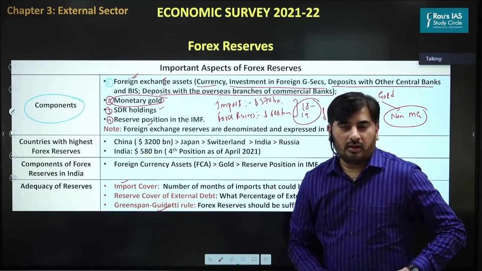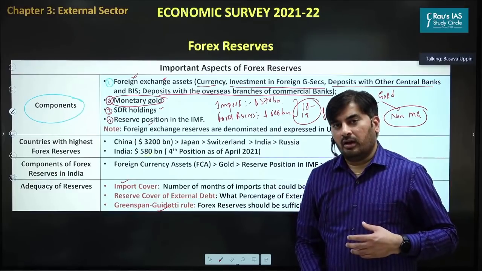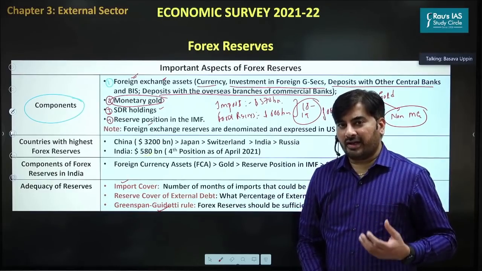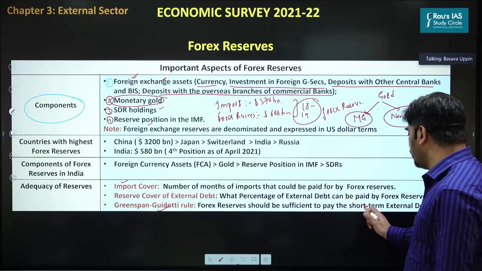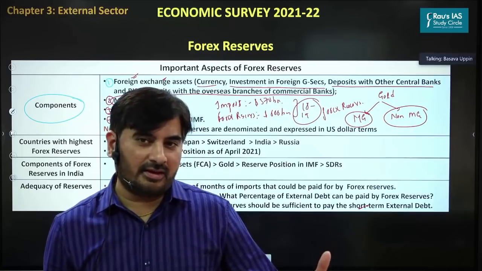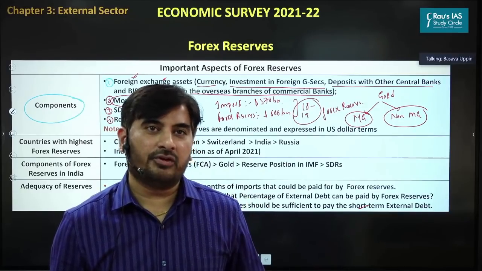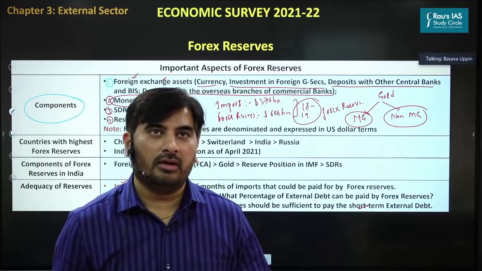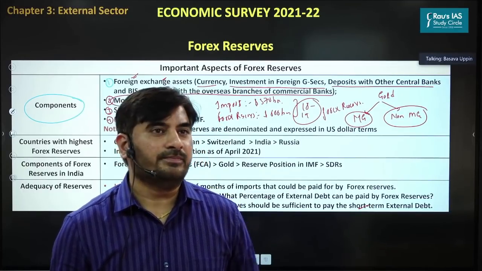Then you have another concept, the Greenspan-Guidotti rule. The Greenspan-Guidotti rule basically tells us that we must have an adequate amount of forex reserves to pay for our short-term external debt. So whatever the short-term external debt is, that much amount of forex reserves we must always keep. So that is the Greenspan-Guidotti rule. Please remember this concept.